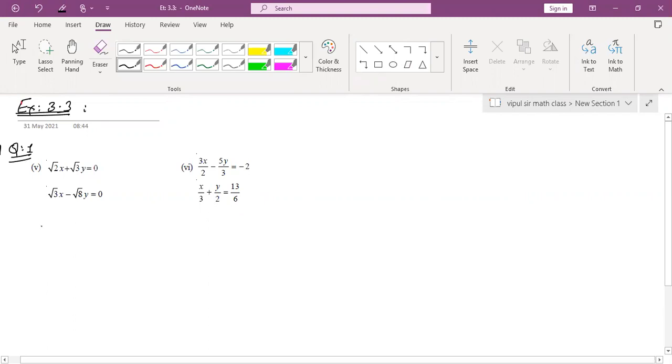If we are solving this question number 5th, you have to use the method of substitution, right? We can have this root 2x plus root 3y is equals to 0. You can write this as what? If you convert this y in the form of x, it can be written as y is equals to minus root 2x upon 3. Is it clear?